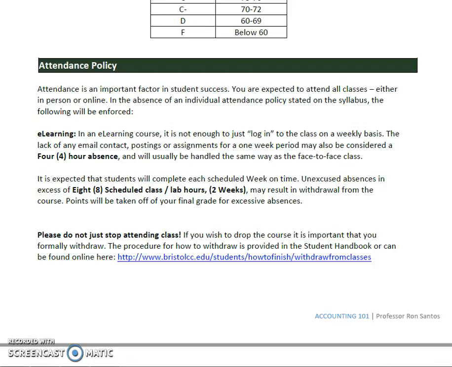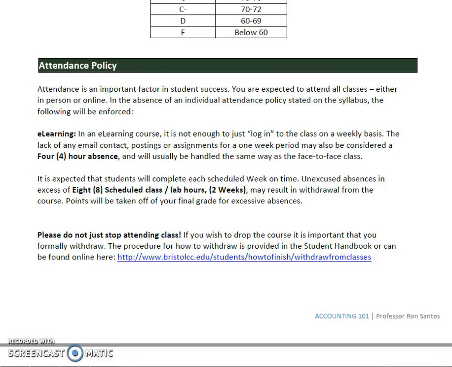It's expected that students will complete each scheduled week on time. Unexcused absences in excess of 8 scheduled class hours or lab hours, 2 weeks, may result in withdrawal from the class. Points can be taken off of your final grade for excessive absence. So you want to keep going in week after week. You want to look at the tutorials. You want to watch the videos for the assignments. You want to be doing your work, not just in the Pearson site, but also in the e-learning site.